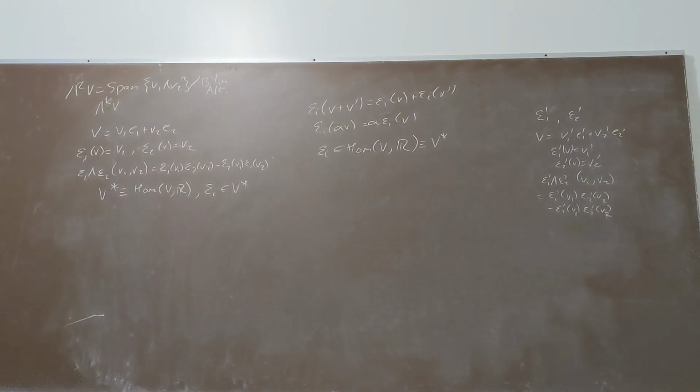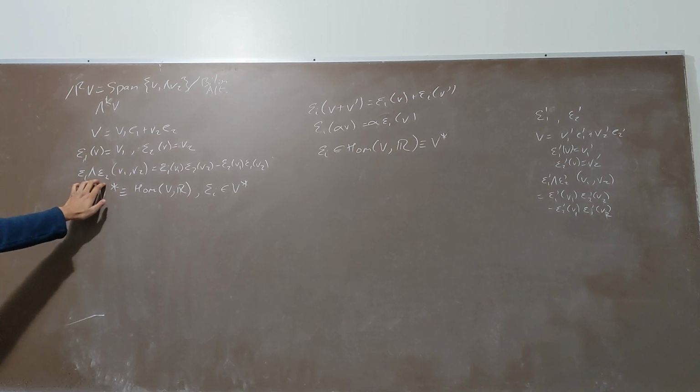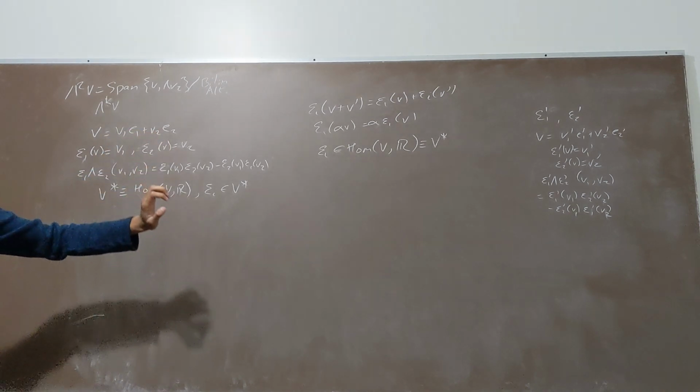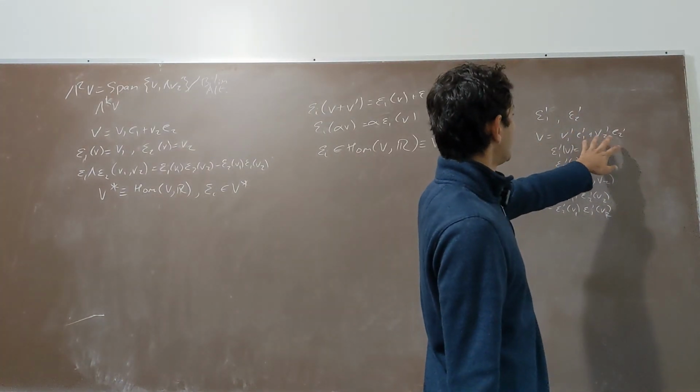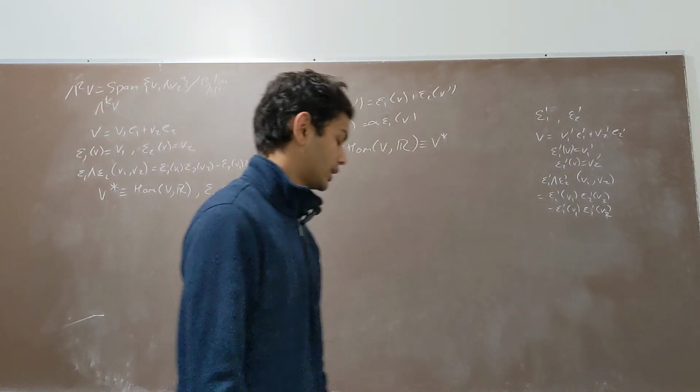So now the thing is that epsilon 1 and epsilon 2 are defined once we fix the vectors e1 and e2, and epsilon 1 prime and epsilon 2 prime are defined once we fix the vectors e1 prime and e2 prime.